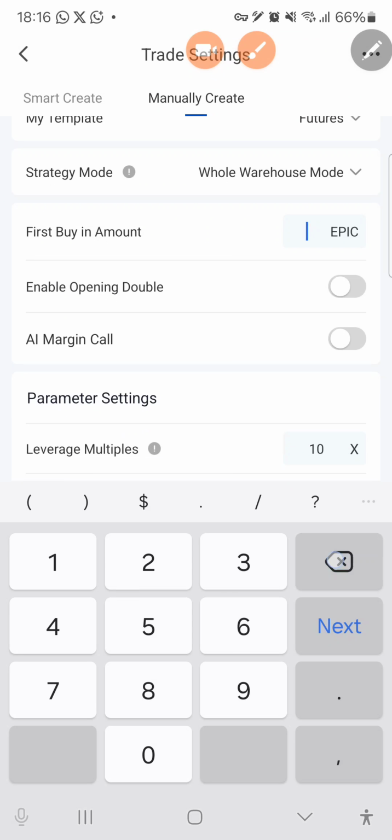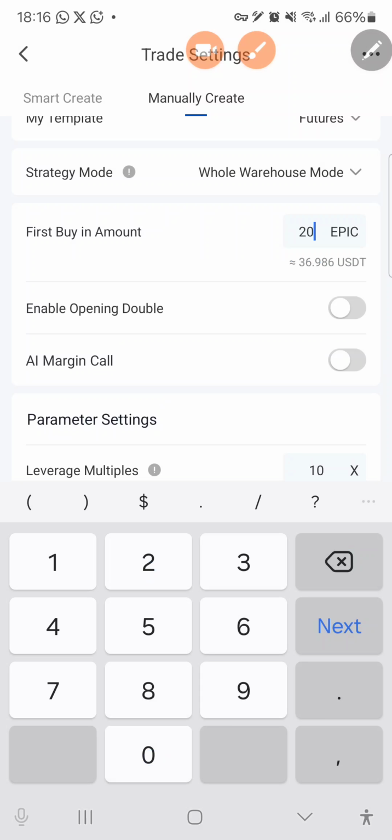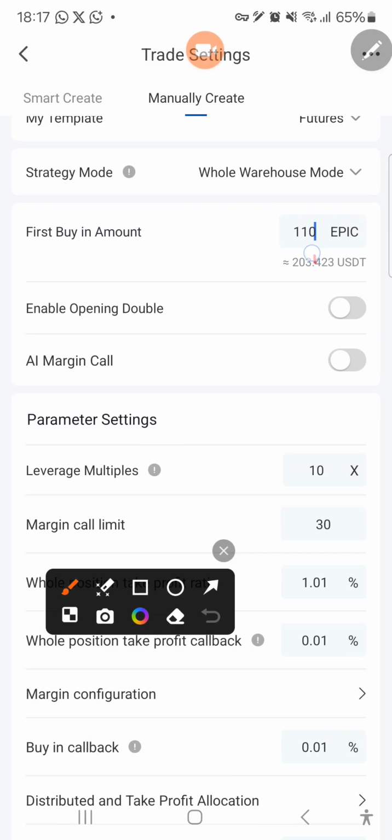Now, I'll increase. Let me put it at 20 epic. 20 epic are giving me 36. Still, we are not there yet. Now, I'm going to use 100 epic. 100 epic are giving me 184 USDT. I'm going to make it 110 epic. Now, 110 epic is giving me 200 USDT.